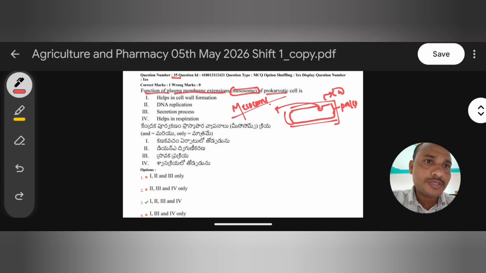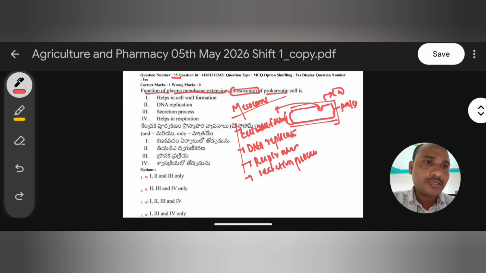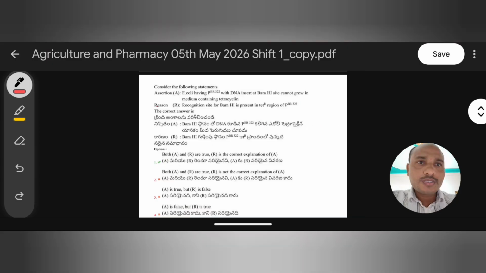So these mesosomes in prokaryotic cells perform various functions. Mainly they help in cell wall formation, they also help in DNA replication, in respiration, and in the secretion process. So these are the important functions performed by mesosomes, and mesosome is the extension of plasma membrane in prokaryotic cell. So here all are functions performed by mesosomes, hence the right answer is the third one. So next, 36th question, an assertion reason type of question.